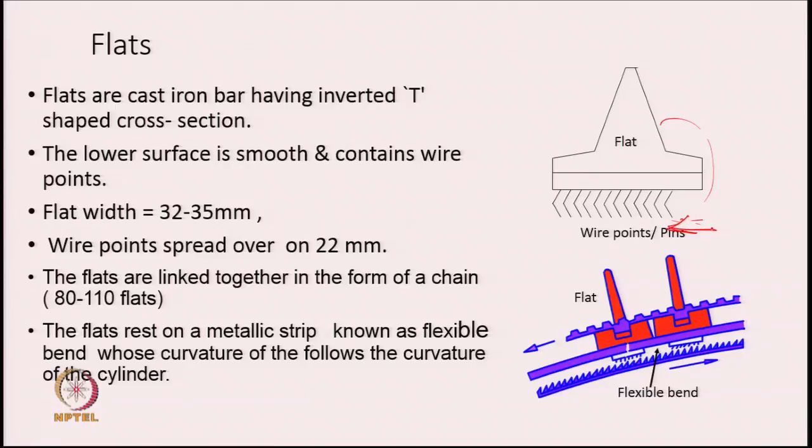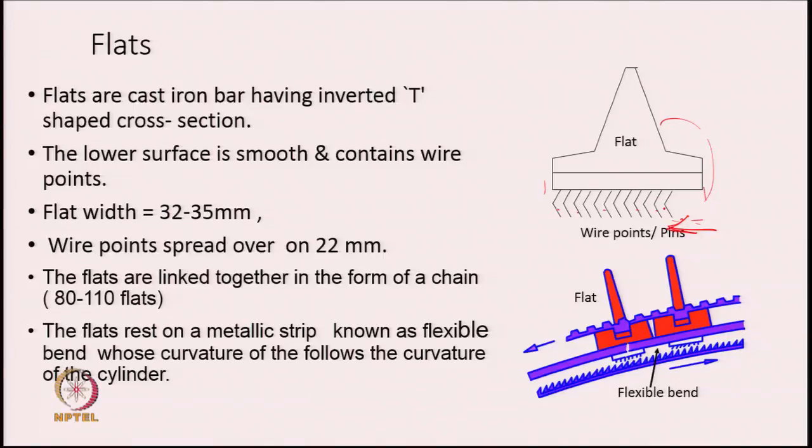The flat width typically is 32 mm. From here to there, this length is 32 and the wire points are spread over 22 millimeter. So, these are the individual wire points on the flat surface. It is a long bar, the cross sectional view is shown here, and these wire points are spread over a length of around 22 mm.